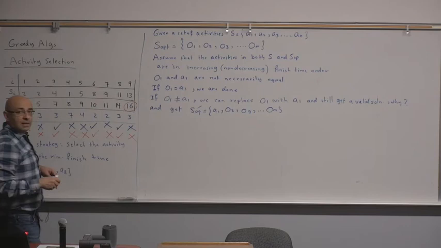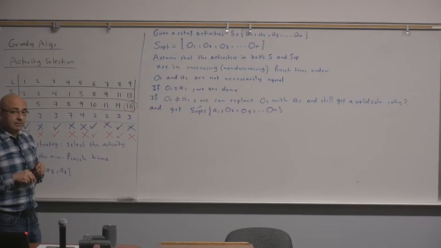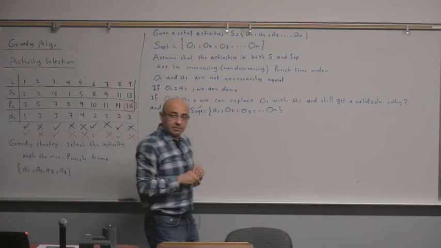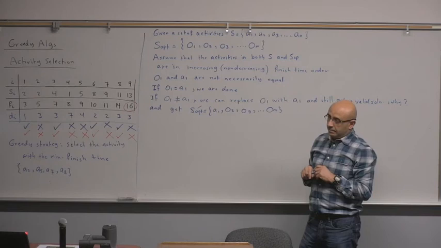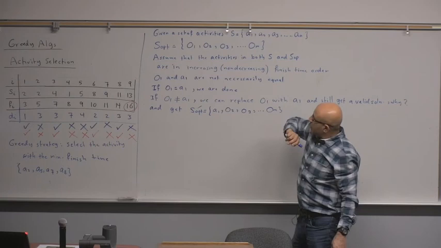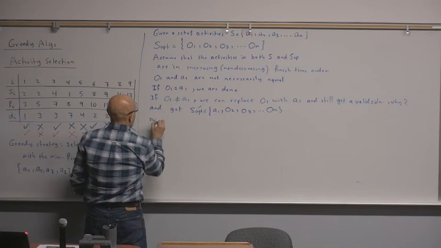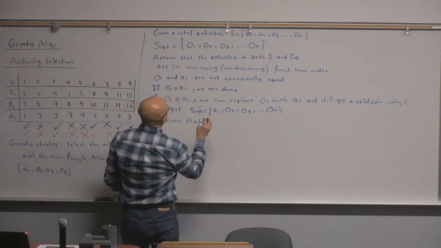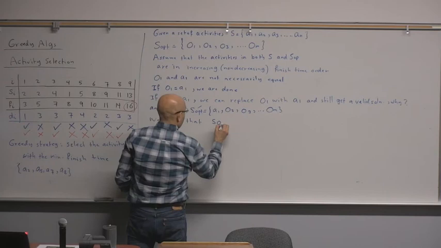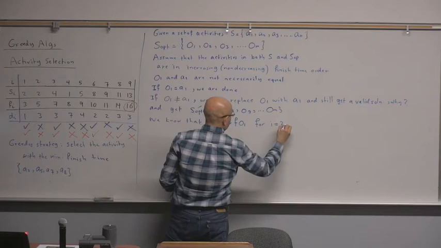Now, S opt prime is a valid solution. Why? This is the whole point. Because A1 has the smallest finish time, so it will never get overlapped with any other activity in the future. It will not overlap with O2, O3, because we know that if the solution starts with O1, then O1 does not conflict with O2, O3, OM. So we know that the start time of Oi is greater than or equal to the finish time of O1 for i equals 2, 3 to m.